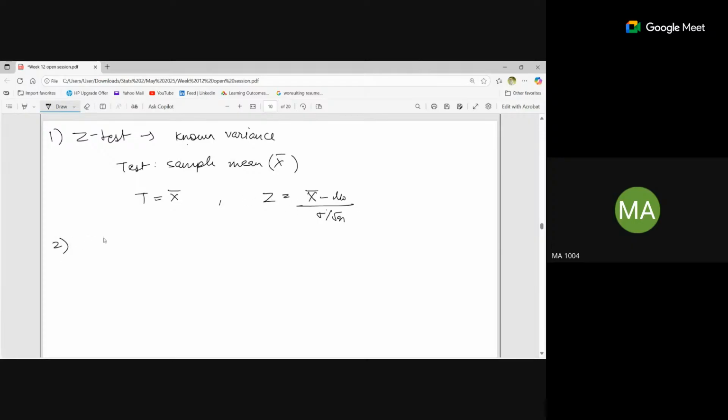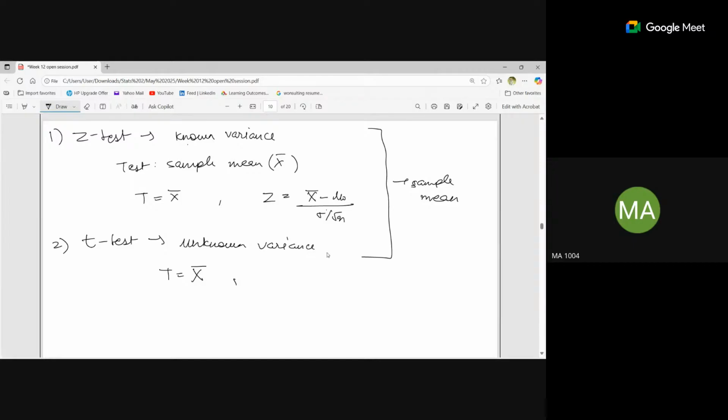Now, second, I have the T test. T test is used when sigma is unknown, when we have unknown variance. What will be my T here? These both, the t-test and the Z test, are for the sample mean. So if you're testing for the sample mean, my t would be equal to X bar.